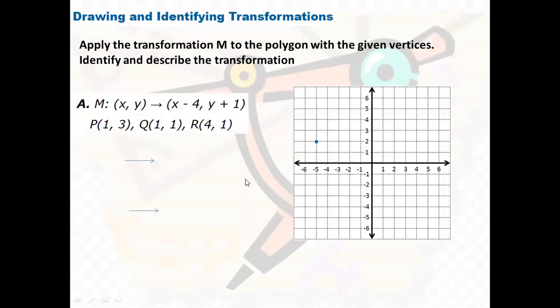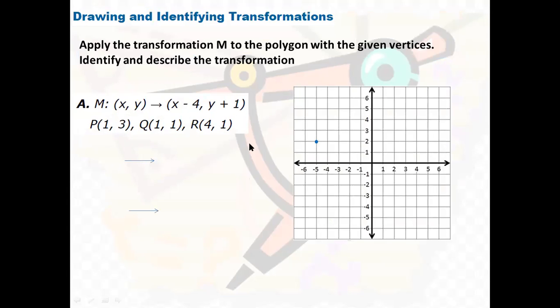Okay, and let's look at an example. Apply the transformation M. So this is the transformation. See, this is the rule they have given us. M to the polygon with the given vertices. Identify and describe the transformation. So this is the rule which they gave us, the transformation of x and y. And these are the coordinates they gave us. And they want you to identify and describe the transformation.